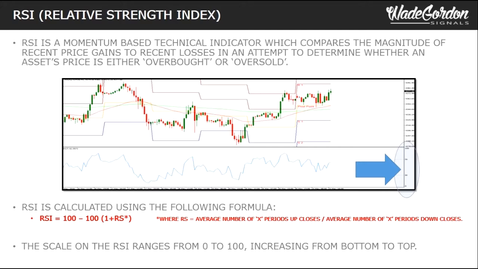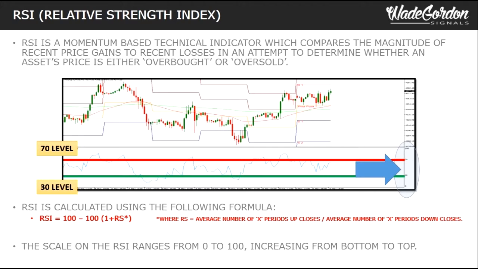The scale on the RSI ranges from 0 to 100, increasing from bottom to top. An asset's price is deemed to be overbought when there's been excessive buying of the asset, when the RSI indicator goes above the 70 level. When the RSI is above the 70 level, it means that the asset may be overvalued at that point in time, and we could see a pullback or fall in the price of the asset.